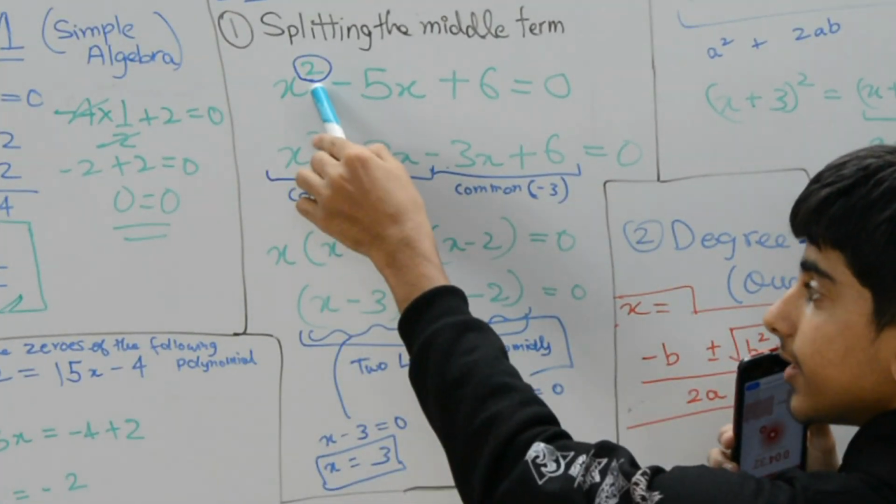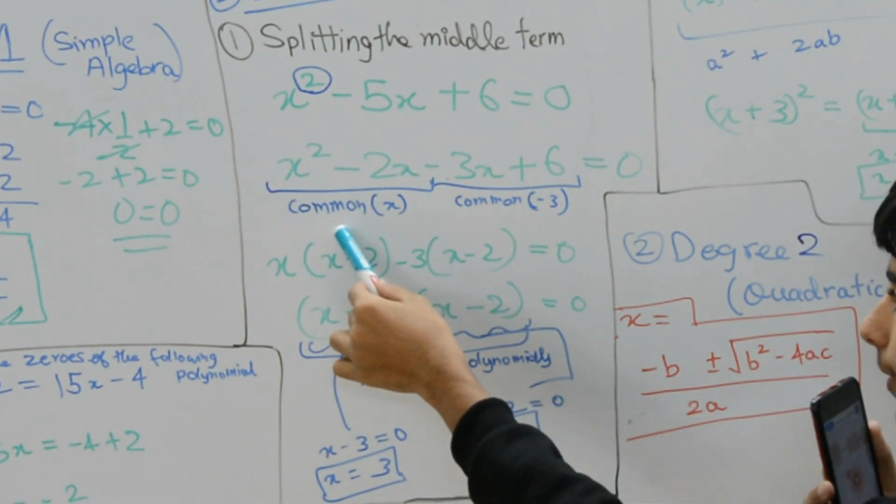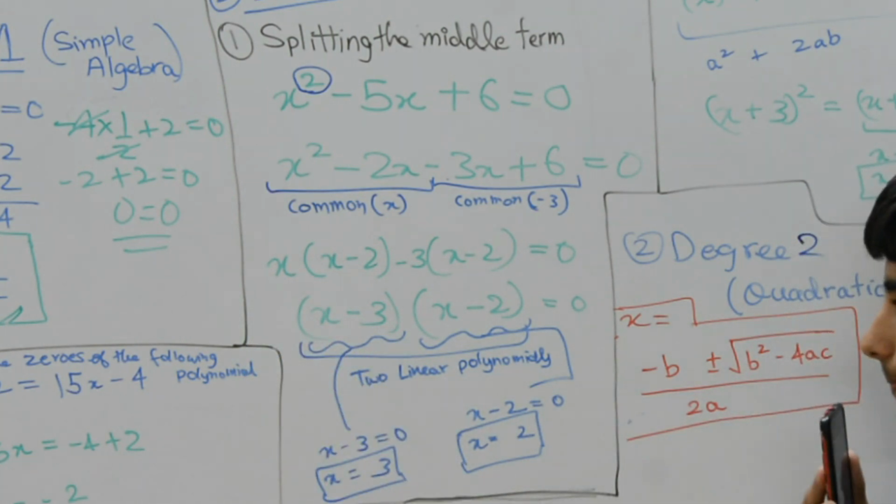As you can see that the degree is 2. So we split the middle term into minus 2 and minus 3. Take x common in the first part and minus 3 common in the second part. And we simplify to get these factors.